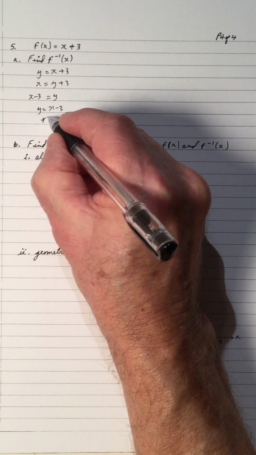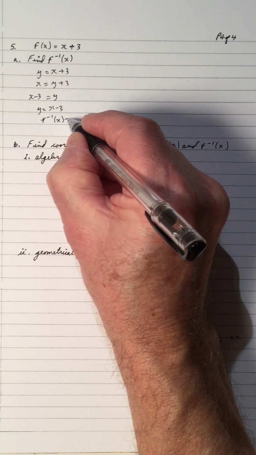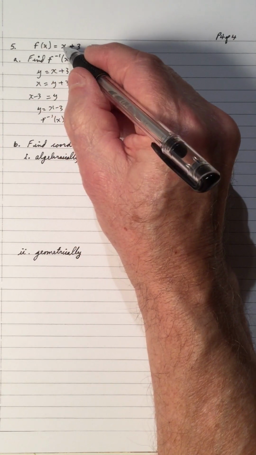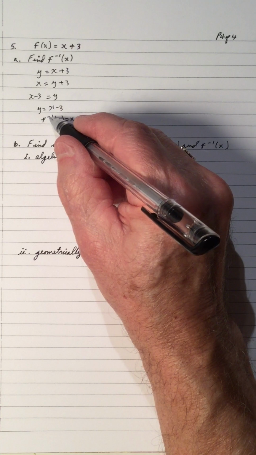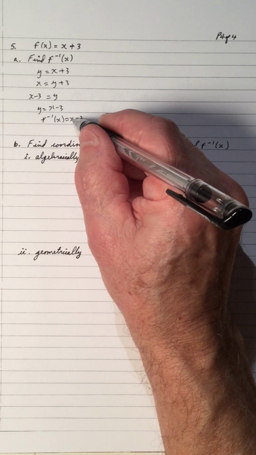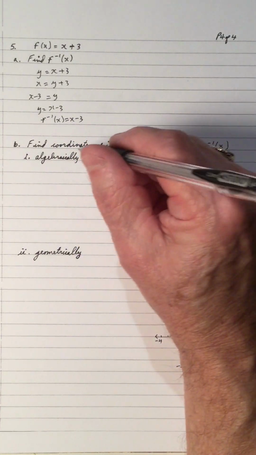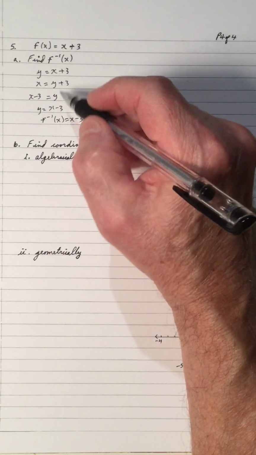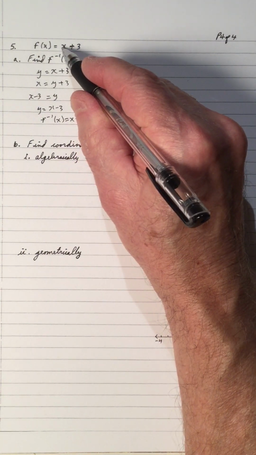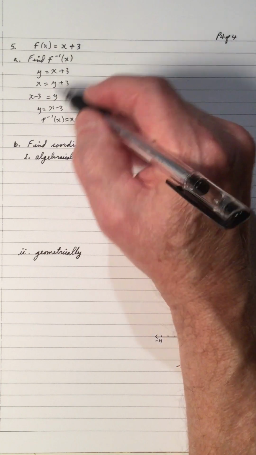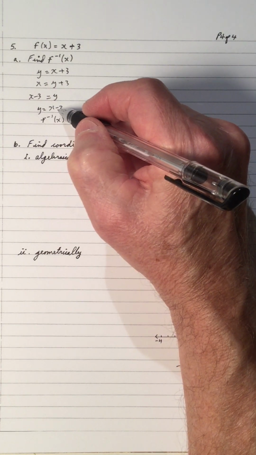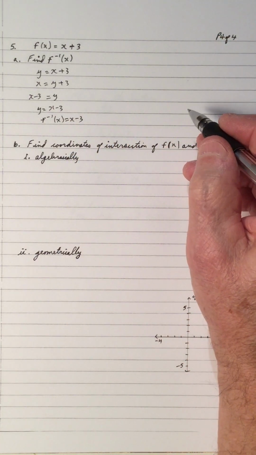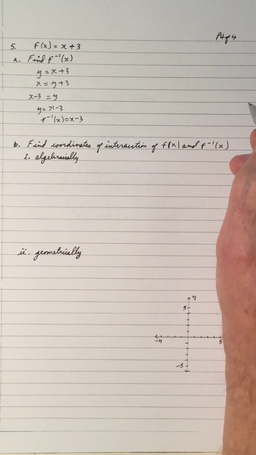So the f to the -1 of x is x minus 3. So f of x is x plus 3, and f to the -1 of x, its inverse, is x minus 3. So let's solve both of these. This is a linear, and this is a linear. The slope here is 1, y-intercept is 3. The slope here is 1, y-intercept is -3. So algebraically, they're either going to intersect in a point or not at all.